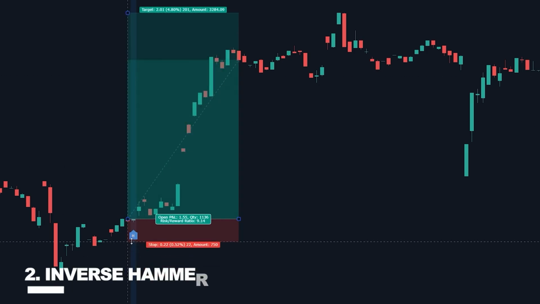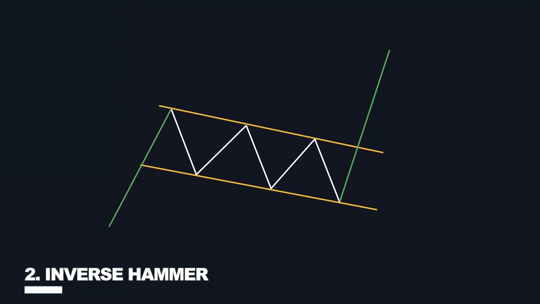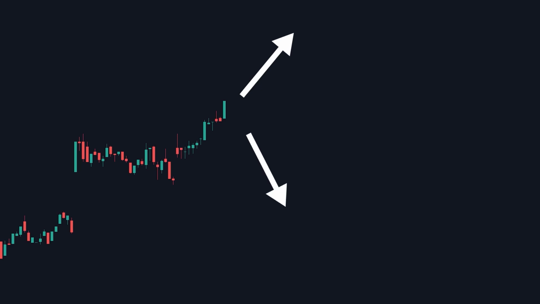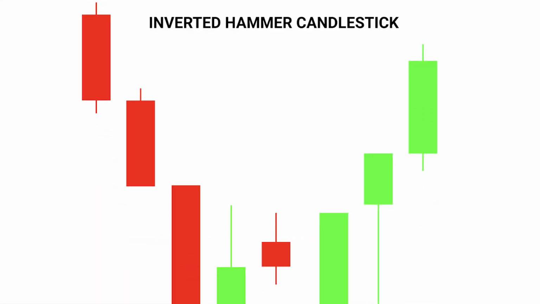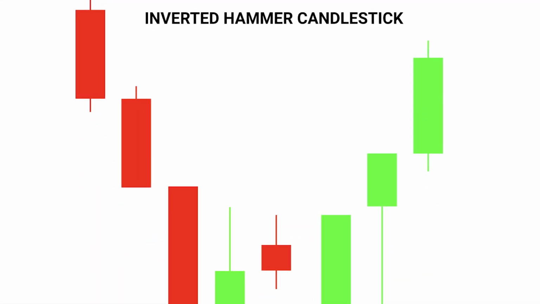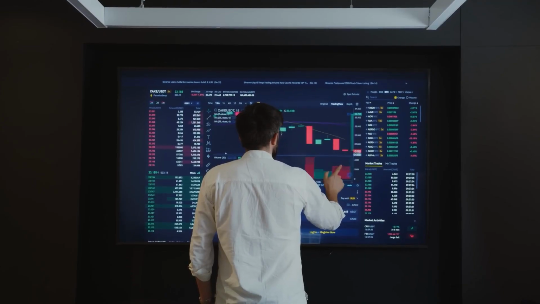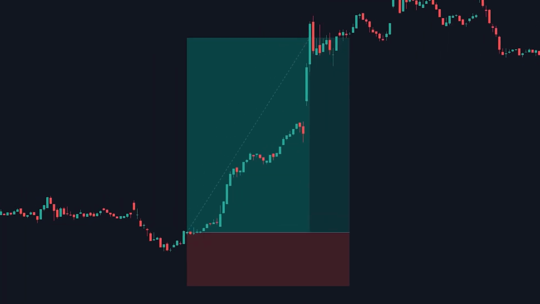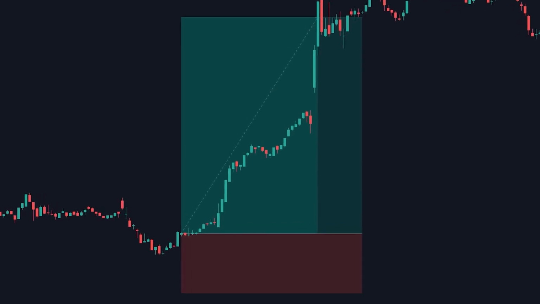Number 2. Inverse hammer. A similarly bullish pattern is the inverted hammer, the only difference being that the upper wick is long while the lower wick is short. It indicates a buying pressure followed by a selling pressure that was not strong enough to drive the market price down. The inverse hammer suggests that buyers will soon have control of the market.